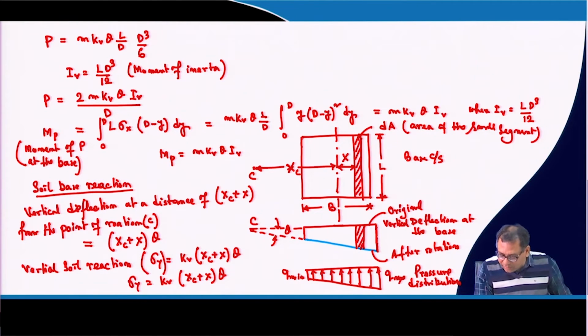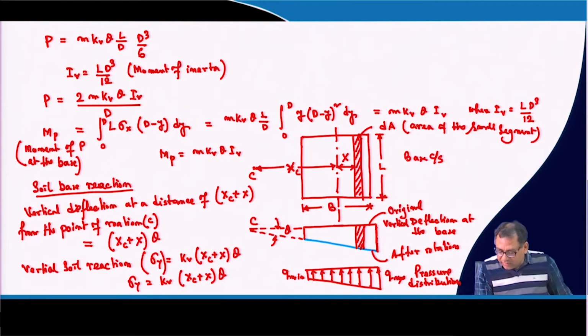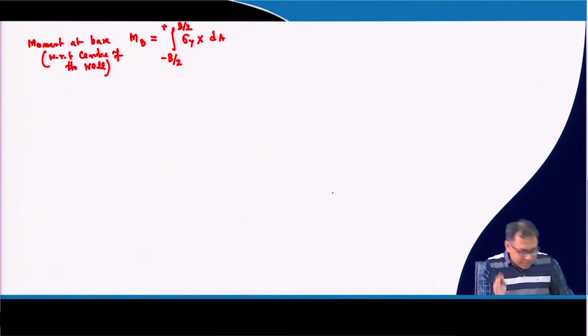So, the limit will be, because it is taking from the center, the right side is positive and the left side is negative. That means we can write the limit as minus b by 2 to plus b by 2, because this half portion is b by 2 and this half portion is b by 2. So, from minus b by 2 to plus b by 2, because the center is considered as the origin.